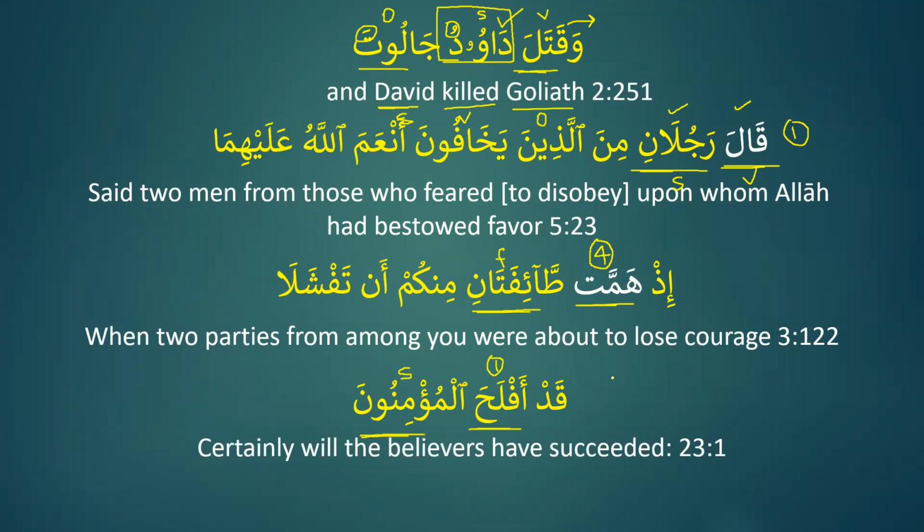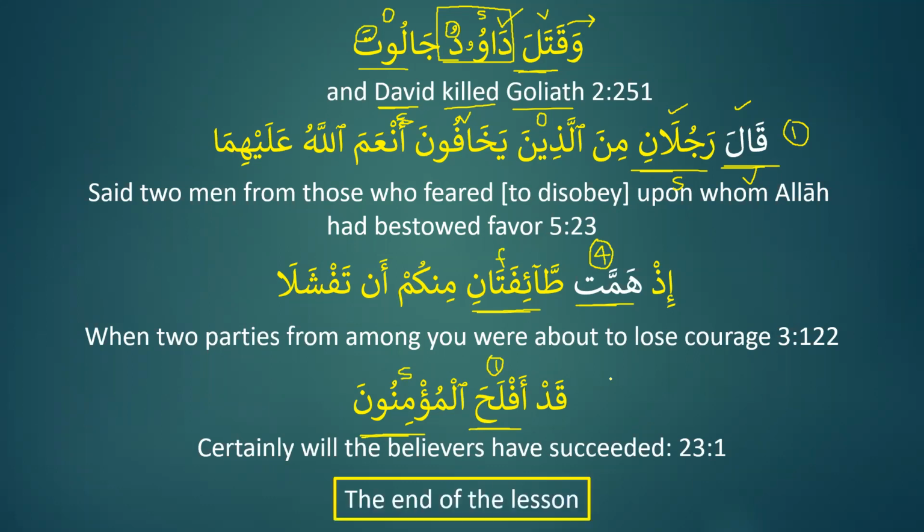Nas'alullaha an yaj'alana minhum. So we ask Allah subhanahu wa ta'ala to make us among them. So alhamdulillah, our lesson is complete now. I hope, inshallah, that the idea about the verbal sentence and the difference between the verbal sentence and the nominal sentence is clear now.